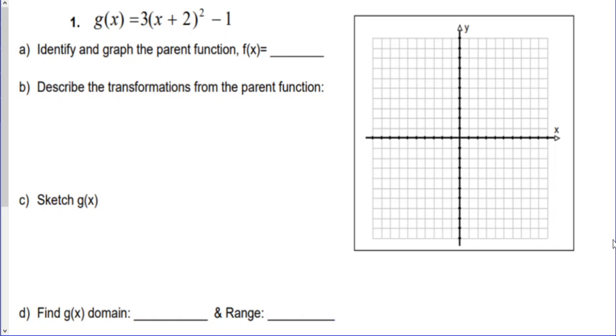Okay, so let's review transformations. The first problem here is asking us to do a lot of stuff, so let's just take it piece by piece. We're starting off with this g of x function here, and it's asking us first to identify and graph the parent function.